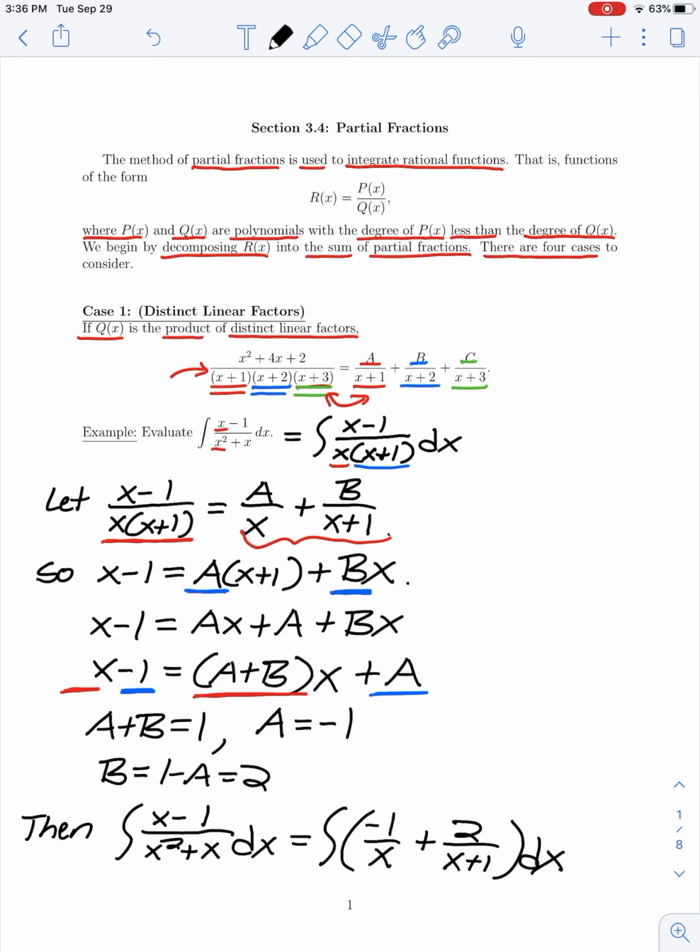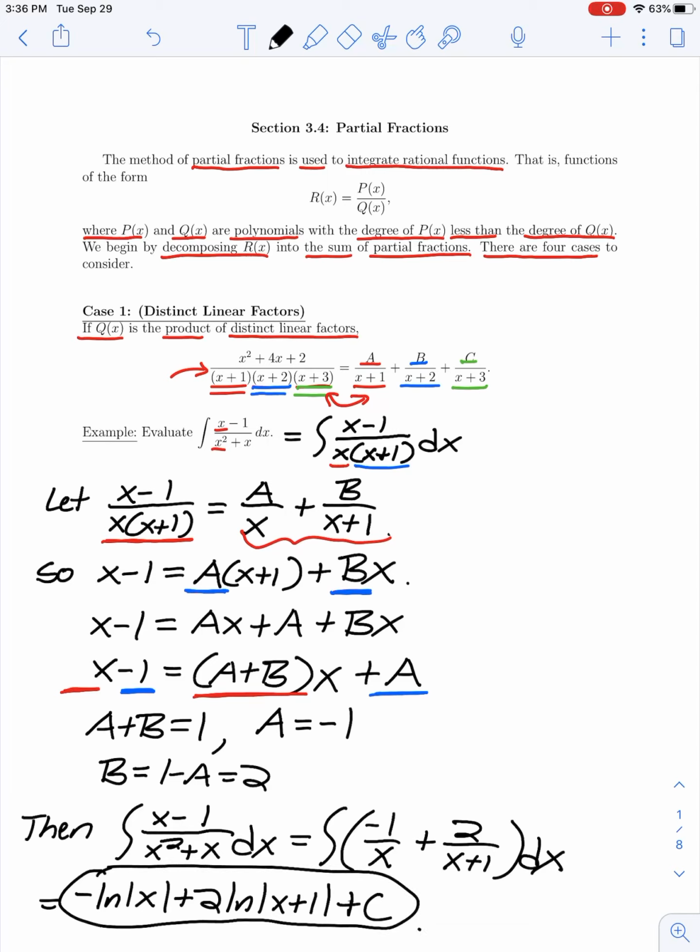And as we did earlier, we can evaluate the antiderivative term by term. We've got the negative natural log of absolute value x plus twice the natural log of the absolute value of x plus 1 plus c. So in this first example, I wanted to illustrate those two different approaches for solving for our constants. And the main reason that I want to illustrate this second approach is that it will be necessary when we consider some more complicated examples later in this section.